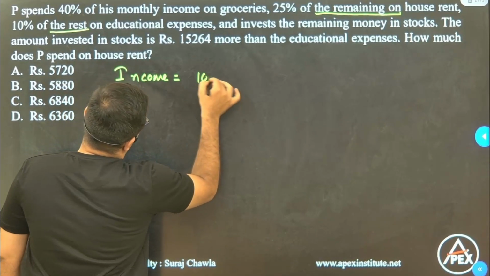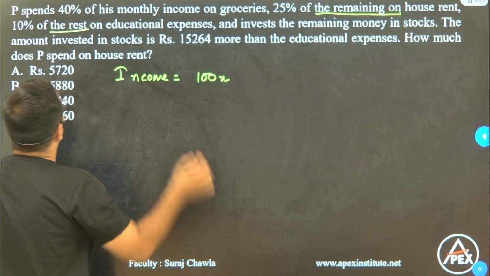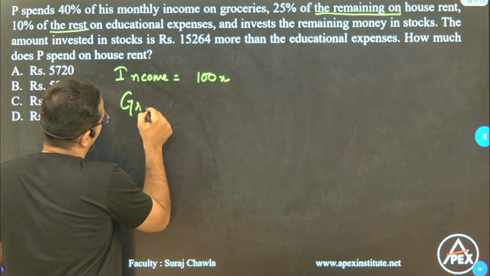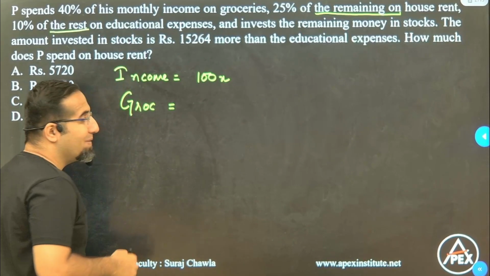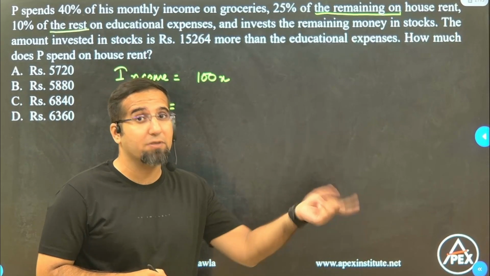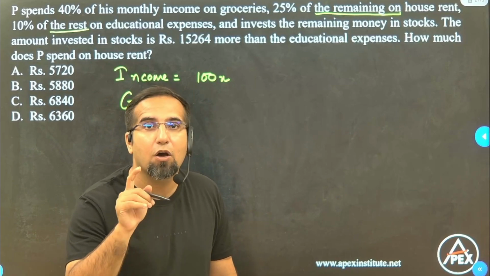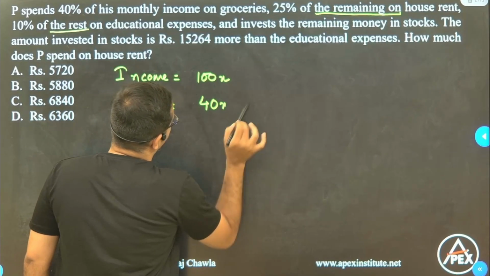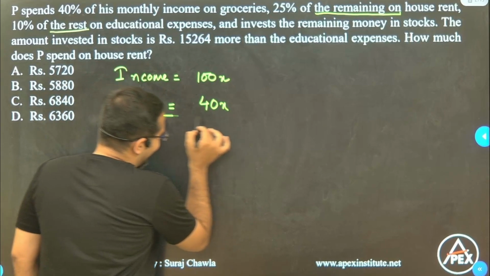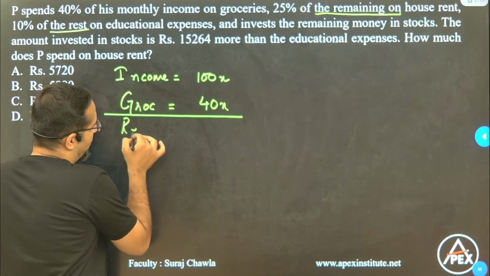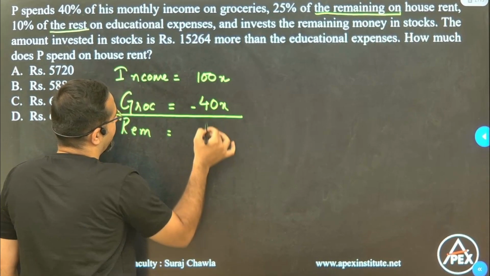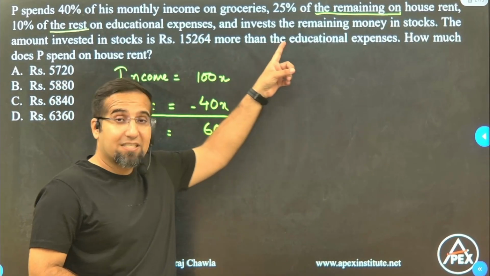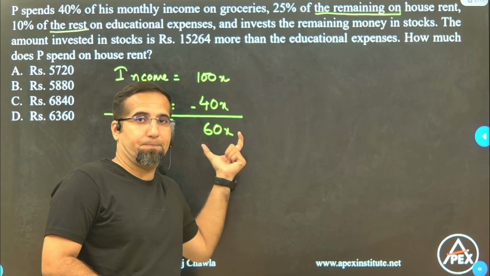let his income be 100x. Right? Now 40% of his income is spent on groceries. So the amount of money spent on groceries is 40% of 100x. Now we should know that 40% of 100x is going to be nothing but 40x, right? So therefore, the amount spent on groceries is 40x. So I need to calculate the remaining value. So the remaining value here is going to be 100 minus 40, which will become 60x. Now mind you, the next base value is 60x.